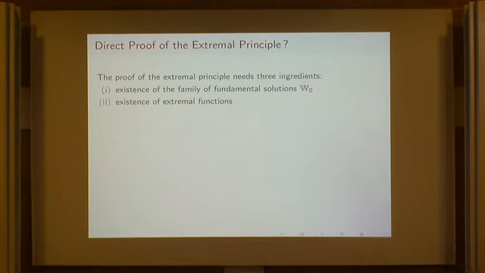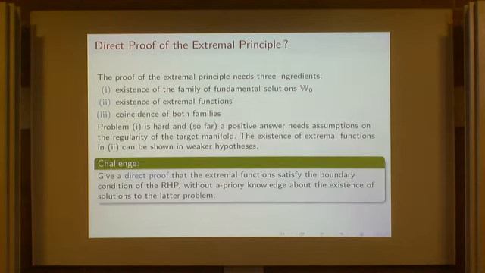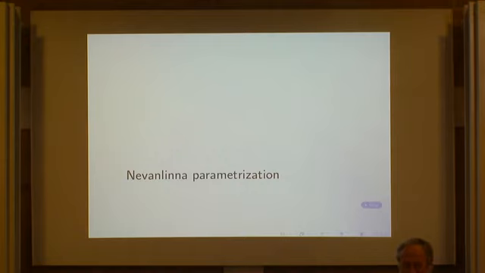This is pure geometric function theory, normal families, arguments. So these extremal functions even exist under very restrictive assumptions on the target manifold. But not so for the fundamental solutions of these Riemann-Hilbert problems. And then one can show that both families in fact coincide. It would be very nice if someone has an idea to give a direct proof, starting from the extremal functions, and then to prove that these extremal functions satisfy the boundary conditions of the Riemann-Hilbert problem. I tried it, but I had no success. And I will not do it anymore.